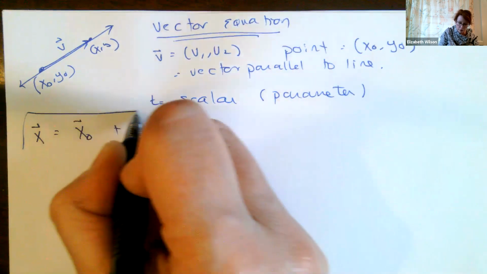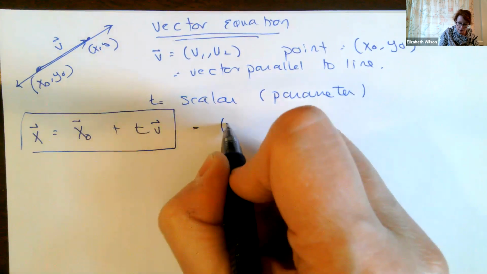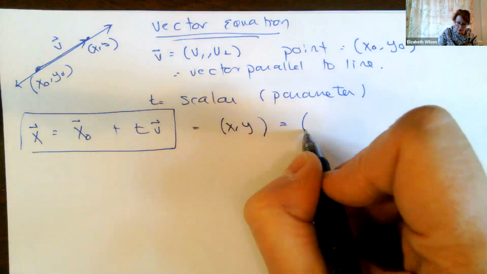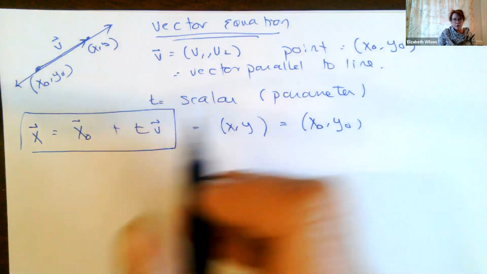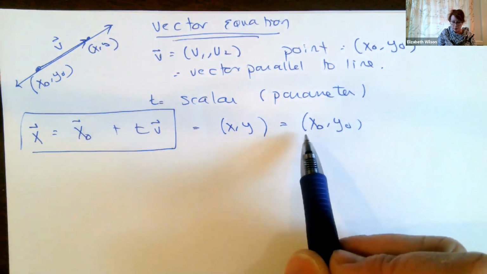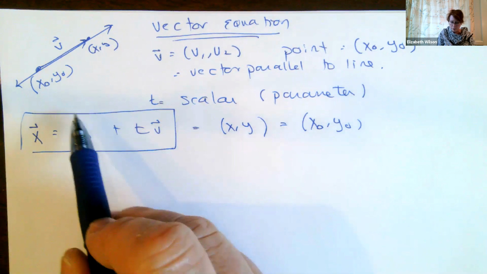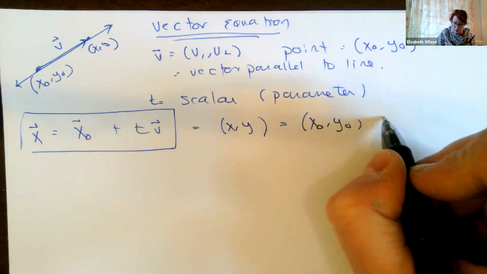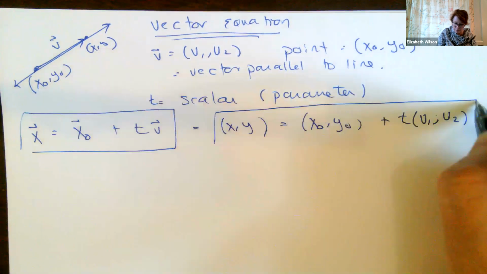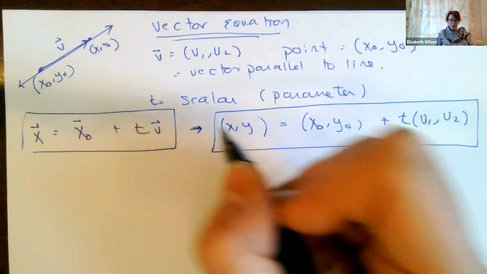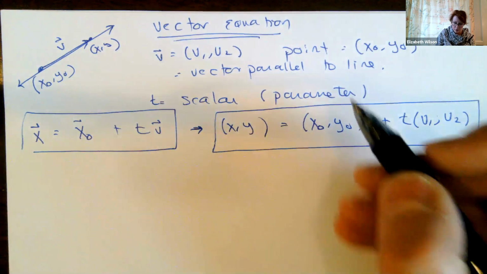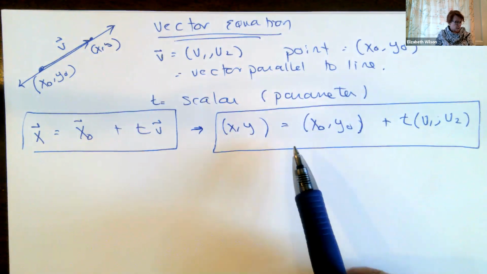Let me write out what those components are. So this is x, y, that's our generic point. This is x naught, y naught. Technically, this is a point and not a vector, but it's a multi-component point. It's got x and y, so it tends to get written with a vector representation over the top, plus t times v1, v2. Okay, so this is how we write it in shorthand. This is what the components are. Okay, this is our vector equation for our line.